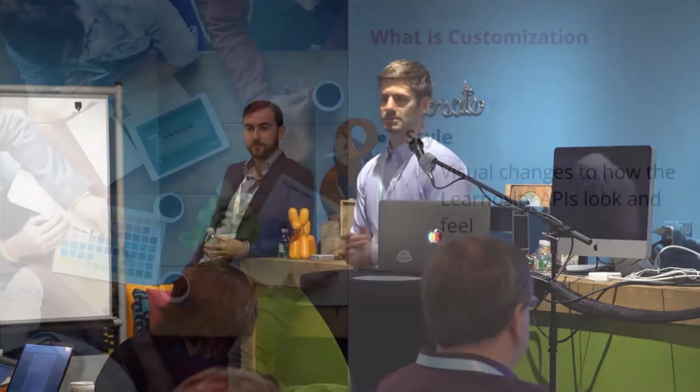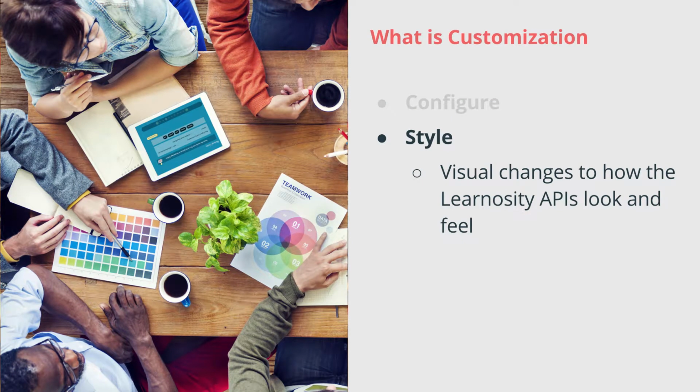By style, this is all the visual changes, how you can change the look and feel of our APIs to fit in your system, in your product. How you make a unique experience using our APIs. How you apply those colors, fonts, and changes on the look and feel to feel as part of your product.